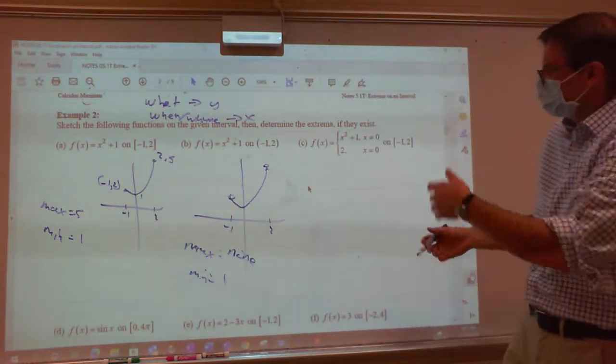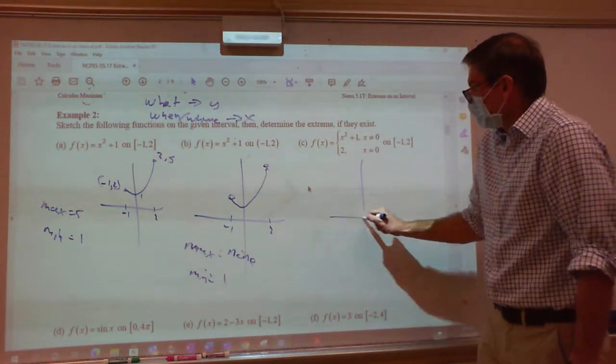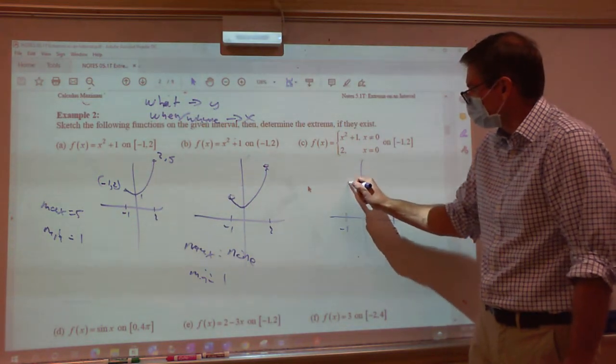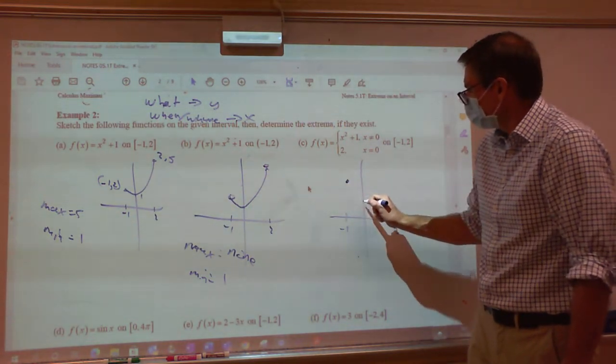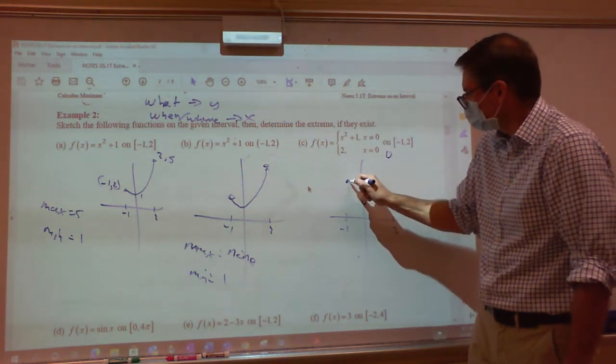And this last one, all this is really saying is you still have the same parabola. Here's -1, here's 2, and here I get a dot, but now I get a circle, and then I get a dot up here, and then I fill this in.